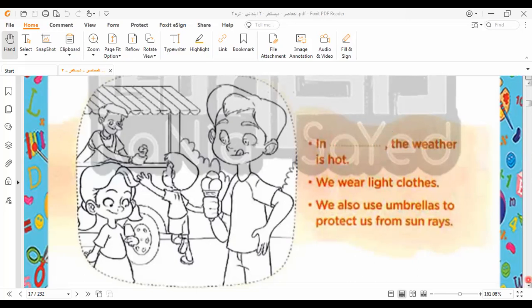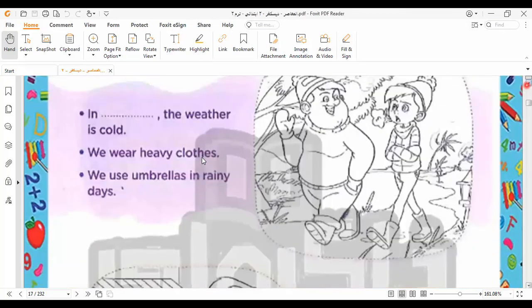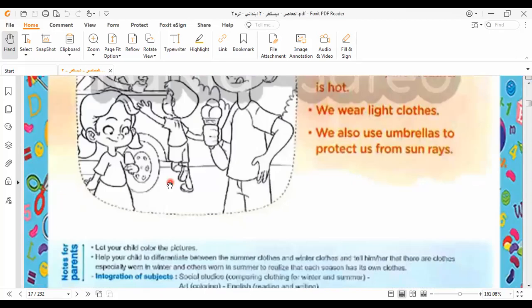Another one. We wear light clothes. We also use umbrellas to protect us. So this is in summer. In summer the weather is hot. We wear light clothes. We also use umbrellas. That is in summer. In winter, what are we doing in winter? I will return to the last picture to see what we do in winter. In winter, the weather is cold. We wear warm clothes and use umbrellas on rainy days.